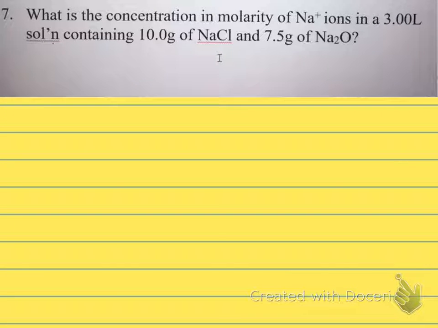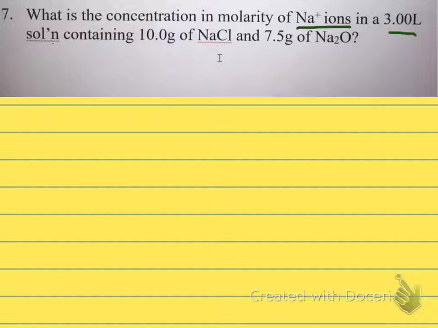In this video, I'm going to be explaining the solution for number 7 from the chapter 4 purple paper. The question for number 7 is, what is the concentration in molarity of sodium ions, so just that sodium ions, in this 3-liter solution containing 10 grams of sodium chloride and 7.5 grams of sodium oxide.